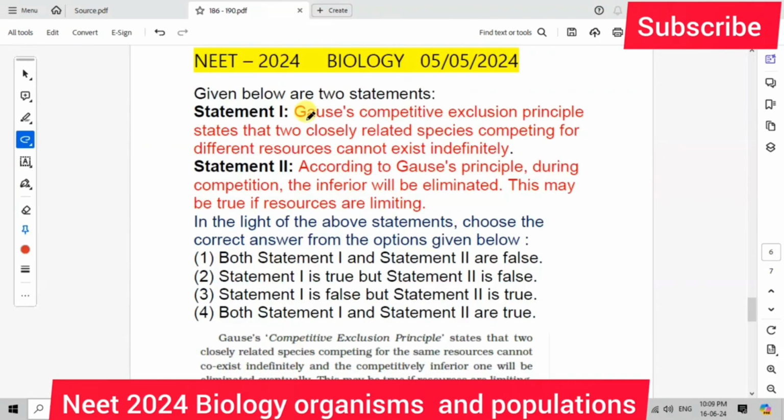Statement 1. Gause's competitive exclusion principle states that two closely related species competing for the same resources can't exist indefinitely. And statement 1 is right, it's correct. Next, statement 2. According to Gause's principle, during the competition, the inferior will be eliminated. This may be true if the resources are limiting. It is false. So statement 1 is true, statement 2 is false. Answer is option 2. You can see the NCERT statements here from the chapter known as organisms and populations.